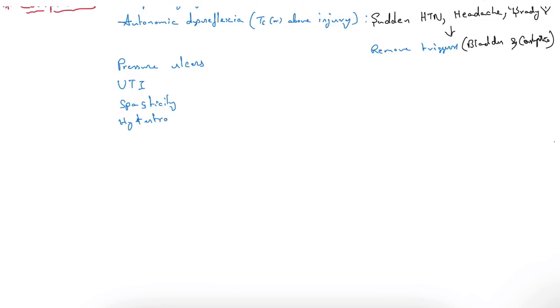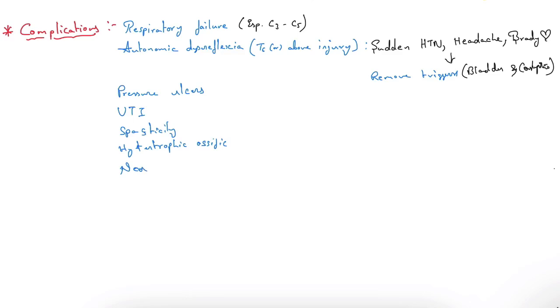and sometimes heterotopic ossification. And we can see neurogenic shock, and because of no movements it can develop DVT and pulmonary embolism also.